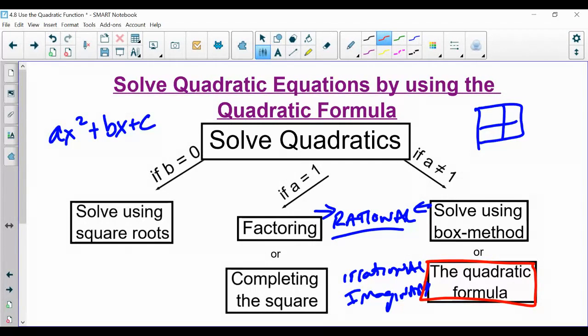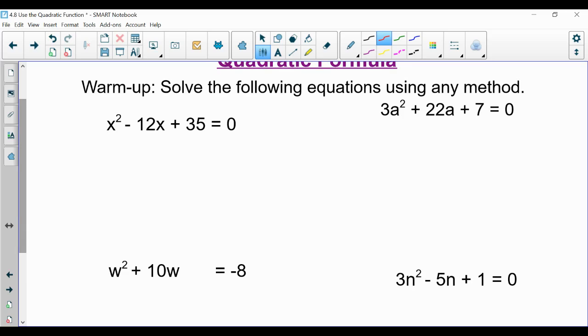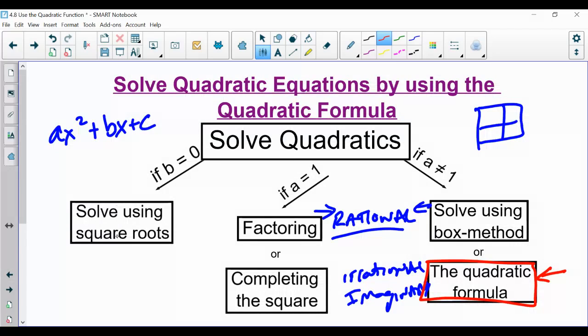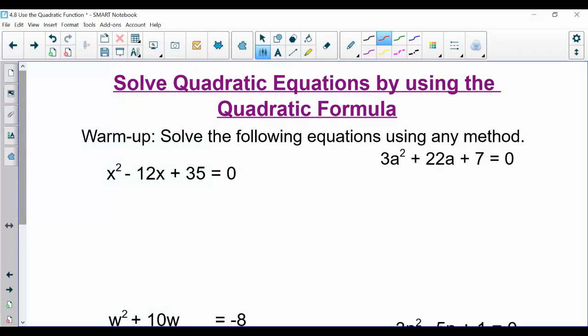The quadratic formula will always work. So let's just go through a bunch of different examples. We're just going to do these four. These are four different quadratics, and we're going to use four different methods to solve these particular quadratics. I'm not doing any right now that have a b term of 0. You'll notice the b term is negative 12, 22, 10, and negative 5. So we're kind of not doing any of those right now.